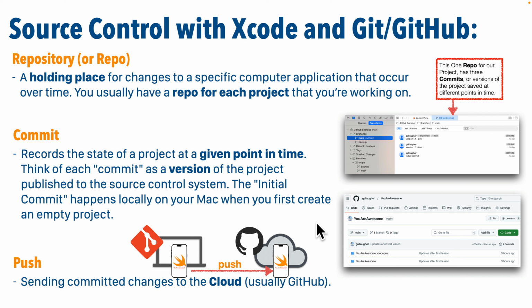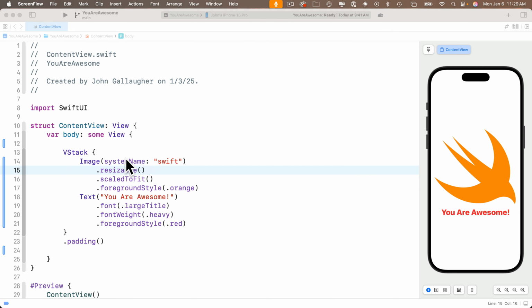And one more note to my students. These instructions are for saving your work to your own Git and GitHub repositories, and you want to use these techniques. But you'll also be submitting your weekly work via GitHub Classroom, and the teaching assistants will provide more information about that. So here I am in Xcode with the You Are Awesome project open.